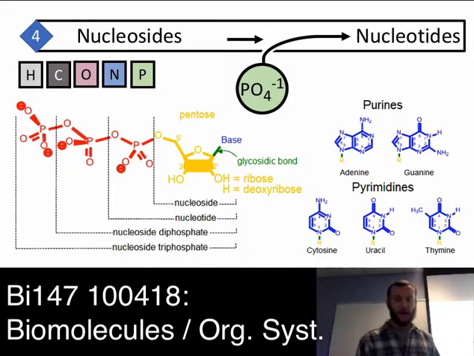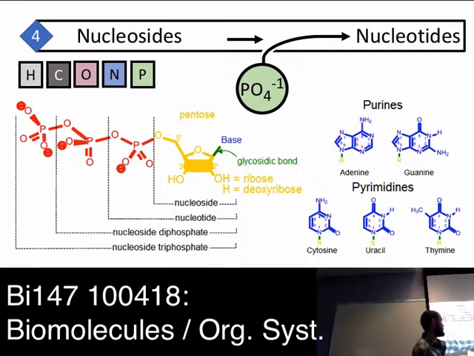So the base is then bonded via a glycosidic bond to another sugar. So right away, you can see that carbohydrates had to precede RNA to evolve. It's ribose, it's a type of carbohydrate. Then the ribose is attached to a phosphate. And this nucleotide is the fundamental unit of DNA.